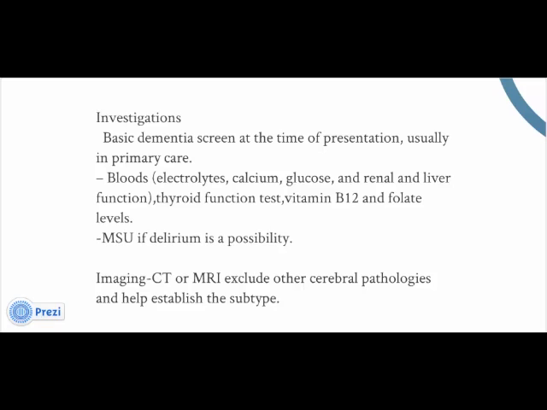Imaging involves structural imaging to exclude other cerebral pathologies and helps to establish the subtype as well. MRI is used to assist with detecting subcortical vascular changes. However, CT scanning could be used as well.